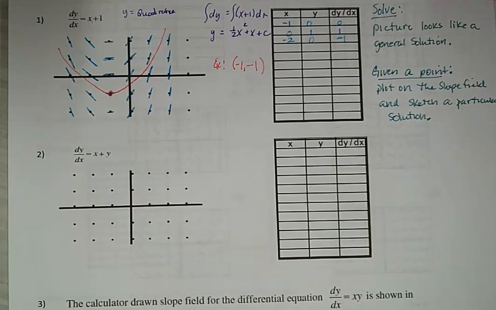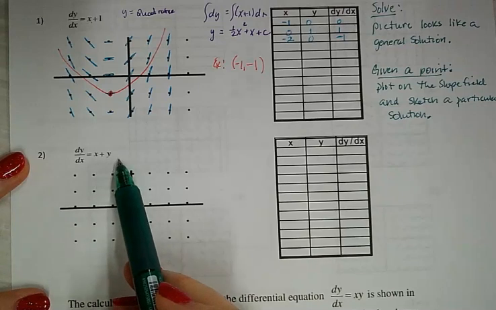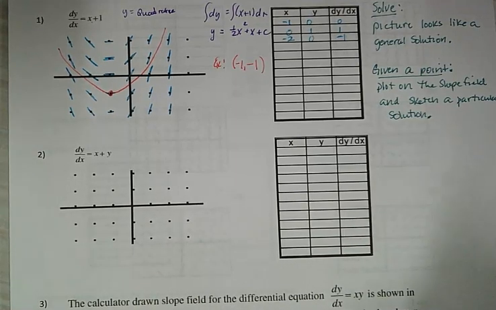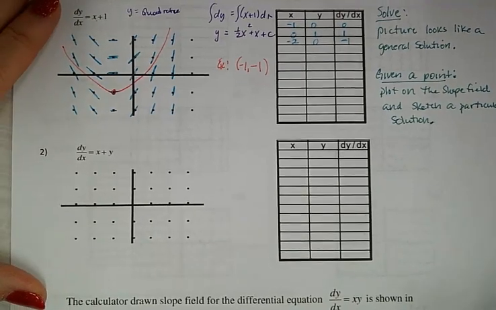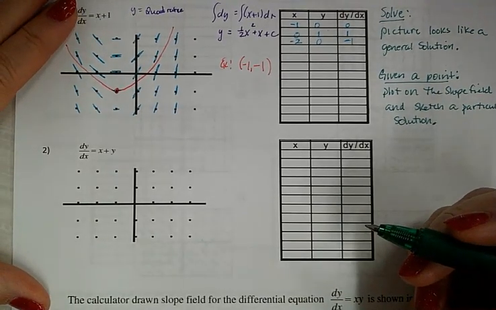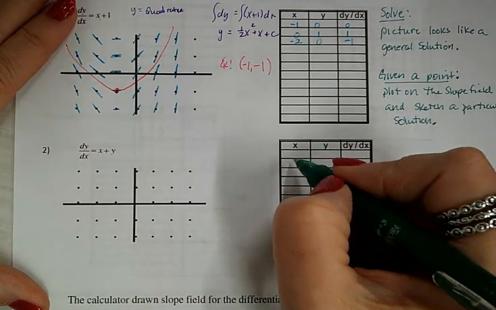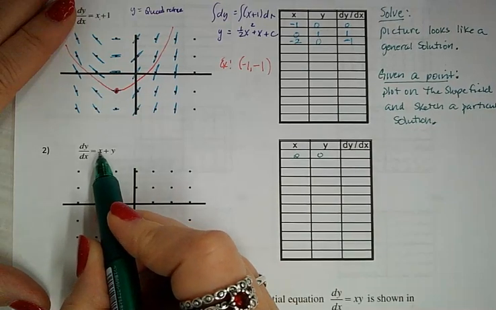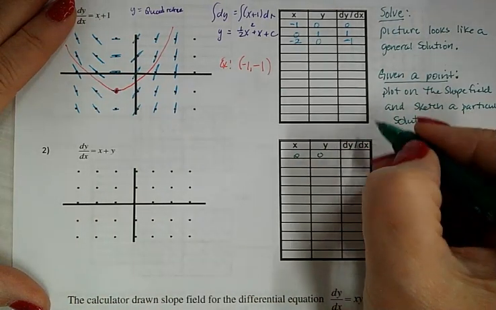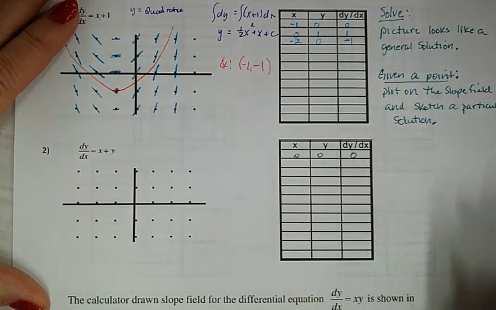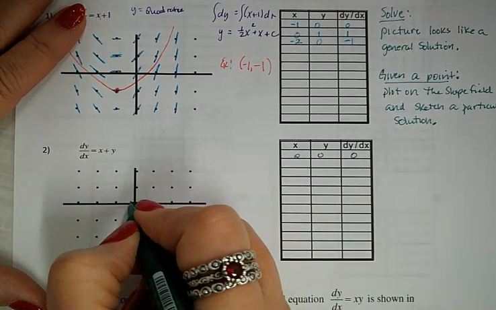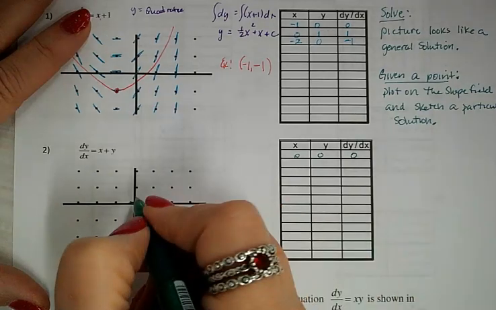We have a differential equation or slope generator of x plus y. So we are definitely going to look for patterns. As we do that, let's plot some points and see if we can come up with some patterns here. Let's say I start with the point 0, 0. So if I put a 0 in here and a 0 in here, 0 plus 0 means my slope is going to be 0. So I'm going to have a horizontal tangent line right there, okay?